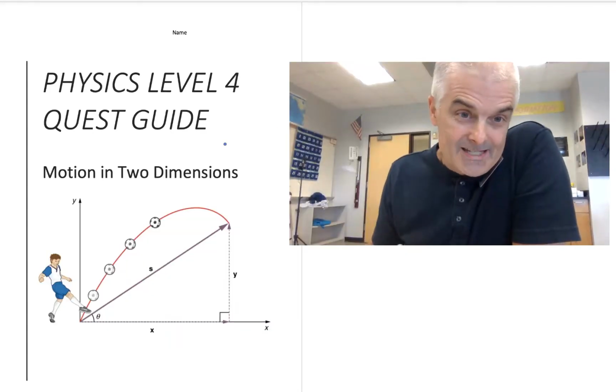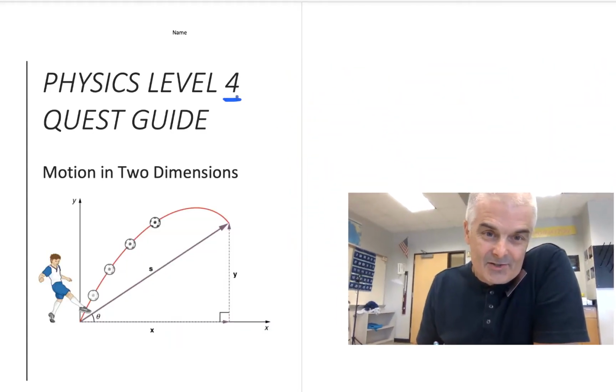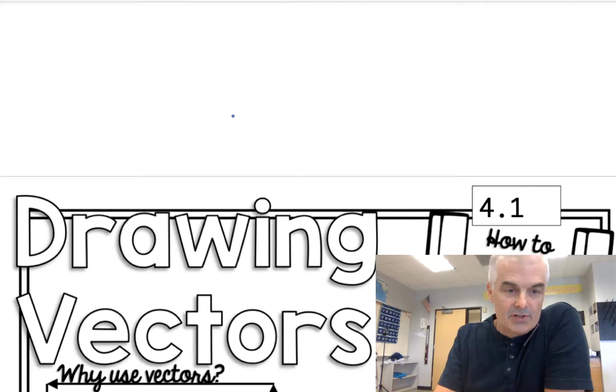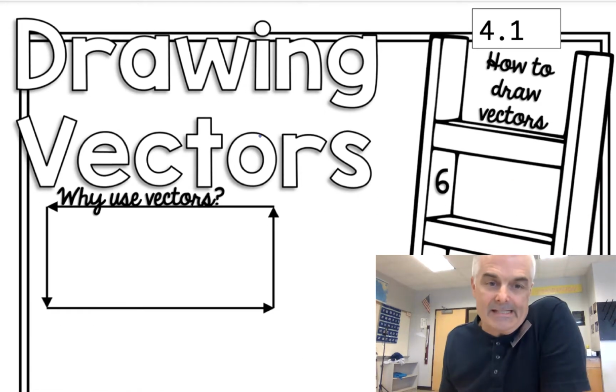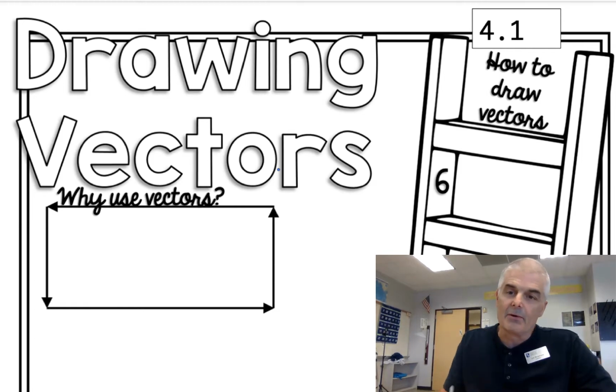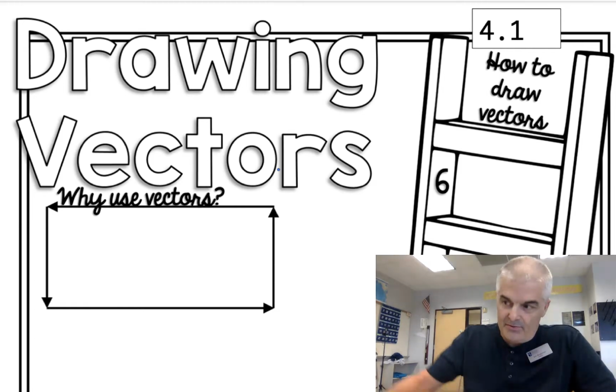Hey, physics students, today we are going to start level 4 quest guide. We don't have a problem here. We're going to talk about motion in 2 dimensions. Now, when we're doing this, it all starts with vectors. Vectors are the key. Now, we've learned a little bit about vectors.